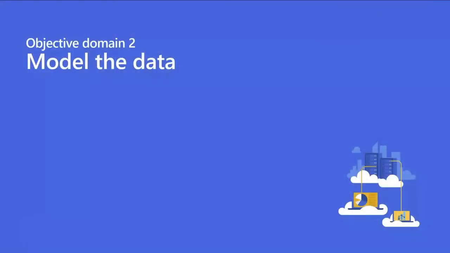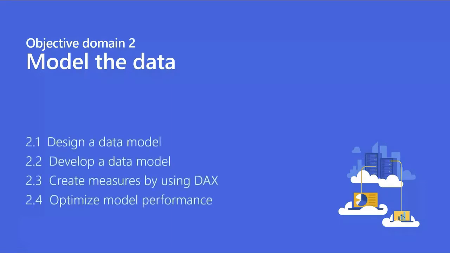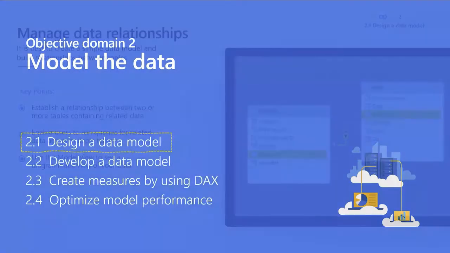All right, so let's make a start with OD2, which is modeling the data. In this particular OD, we are going to talk about four things. How do you go and design a data model? Developing a data model, and then creating measures using something called DAX, which we will talk about, and then optimizing model performance. So let's make a start with the first one, which is designing a data model.